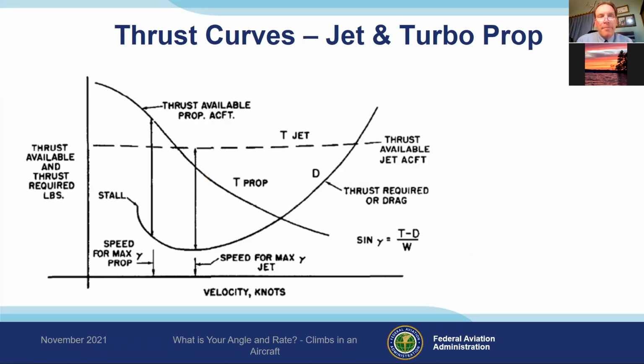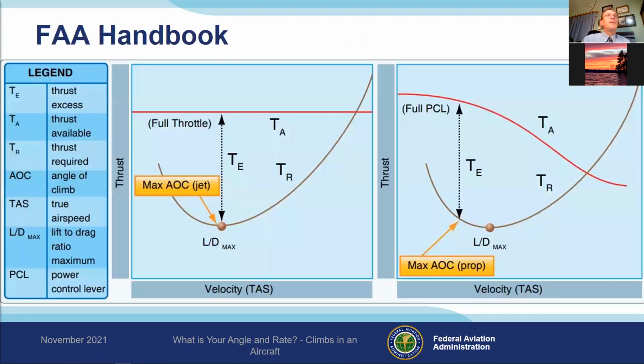The Aerodynamics for Naval Aviators is available right on FAA.gov. And you can even look at the Pilot's Handbook of Aeronautical Knowledge. We talk about this too. We give examples, a little bit better color diagram with it. We talked about L/D max is down here at the bottom of the thrust required or the drag curve in relation to it. Stall is here. This is the jet engine example where you get the maximum angle of climb at the greatest excess thrust. And for a propeller-driven aircraft, you end up seeing it here.